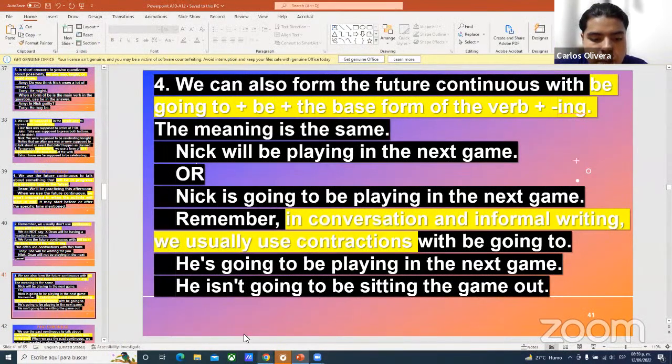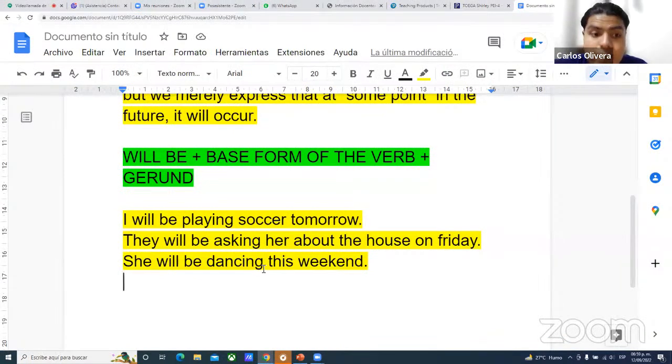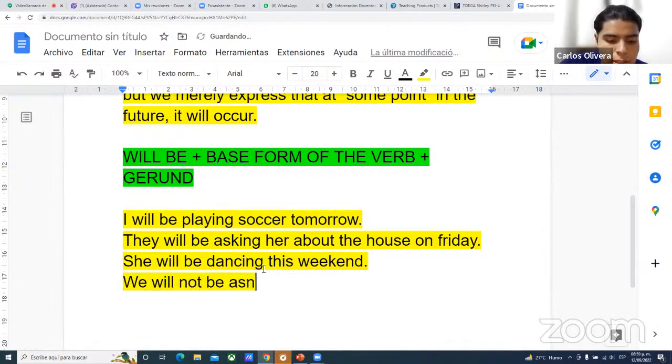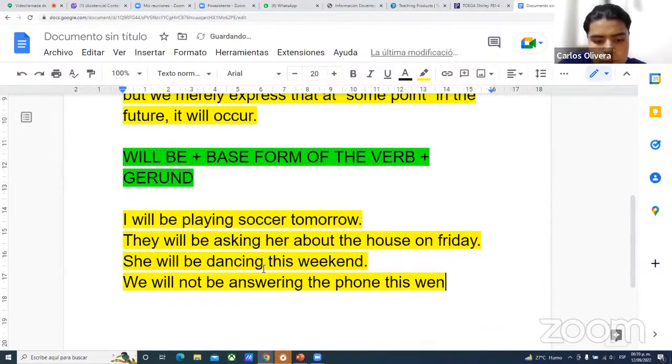By the way, I think that we have not practiced here with a negative one. For example, we could also say, they will not, right? Or well, we will not. We will not be answering the phone this, I don't know, this Wednesday. We will not be answering the phone this Wednesday, right?